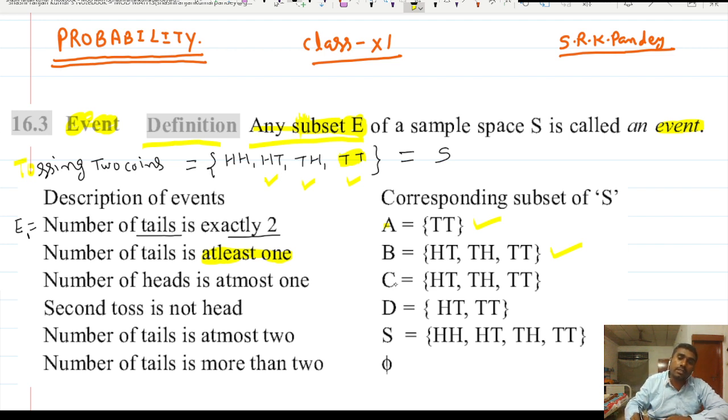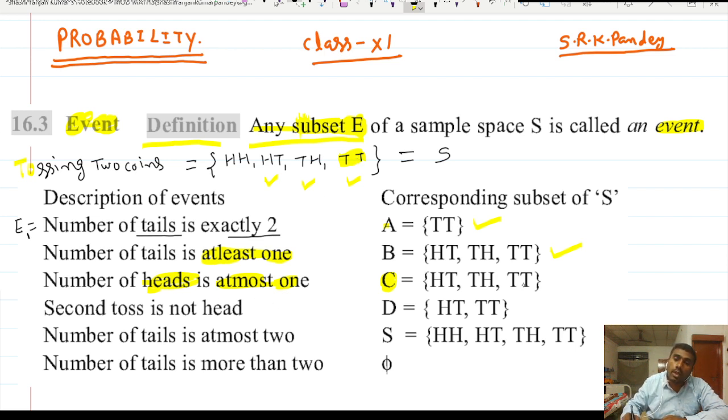Next, let us suppose event C, at most one head. At most one head means more than one head is not acceptable, but less than one head is acceptable. So this case will not be considered because two heads are there. This is considered, yes, because there is only one head. This tail case is also acceptable, because at most one head is given.